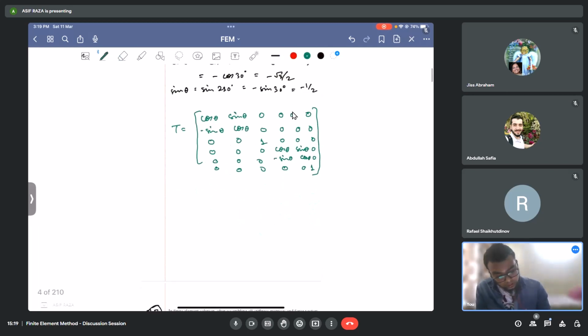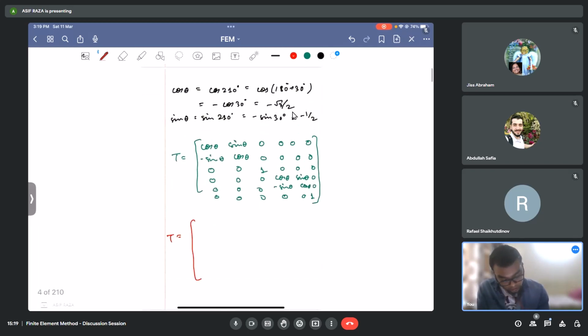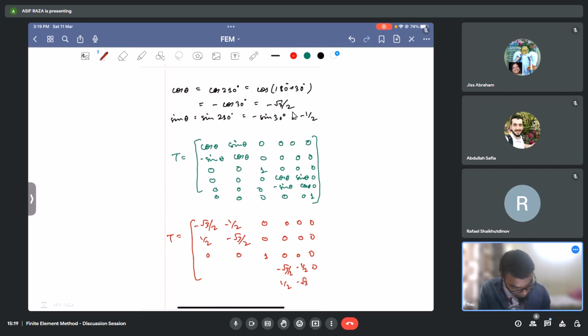So my transformation matrix will come out to be cos theta, that is minus root 3 by 2. This is minus 1 by 2. This will be 1 by 2. This will be minus root 3 by 2. The rest are zeros. We'll just write the non-zero terms. Minus root 3 by 2, minus 1 by 2, 0. This will be 1 by 2, minus root 3 by 2, 0, 0, 1. Symmetric. I'll just write it here.